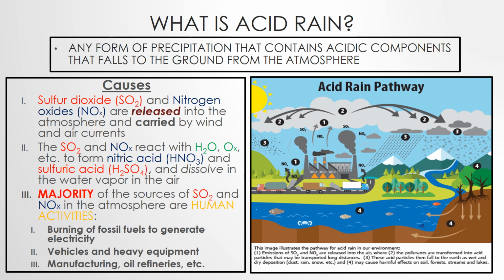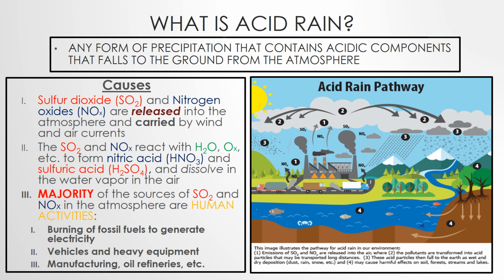A lot of the sources of sulfur dioxide and nitrogen oxides in the atmosphere are caused by human activities, such as burning of fossil fuels to generate energy, vehicles and heavy equipment, and manufacturing, oil refineries, etc. This diagram on the right is the acid rain pathway.